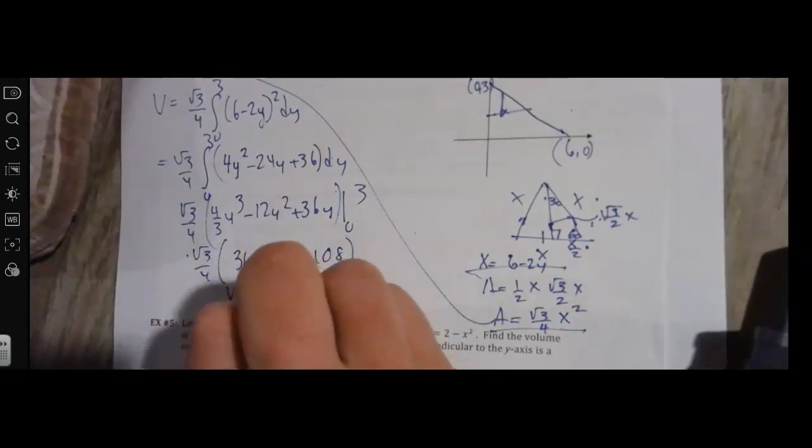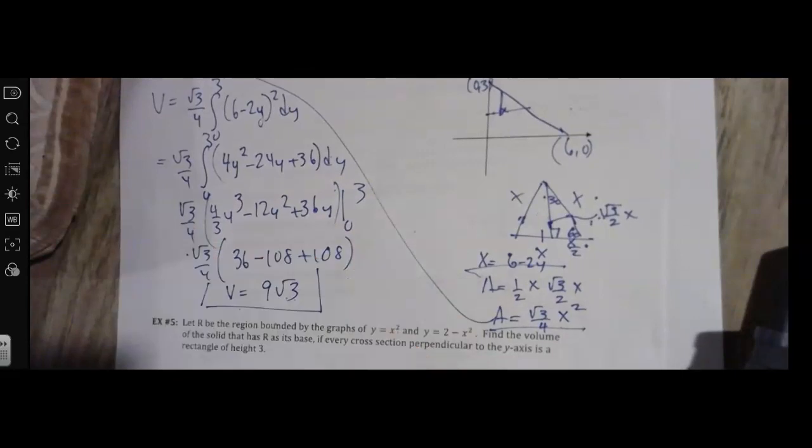and you get radical 3 over 4 times, you put in those numbers, and you should get 36 minus 108 plus 108. And the zeros will obviously give you zeros. So it's going to be 9 radical 3. The zeros will give you zeros. You put in a 3 there, and you're going to get 36. Yeah, that looks right.